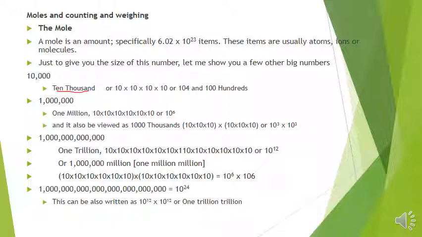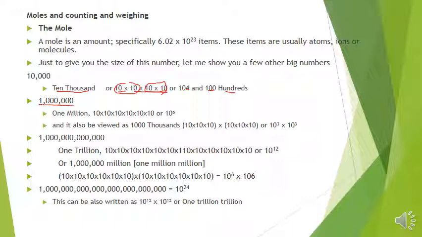So let's take a look at 10,000. 10,000 is 10 times 10 times 10 times 10, or 10 to the fourth. Or if you really think about it, it's 100 hundreds. So this is 100 times 100. If you have $100 bills and you have 100 of them, you'd have $10,000.